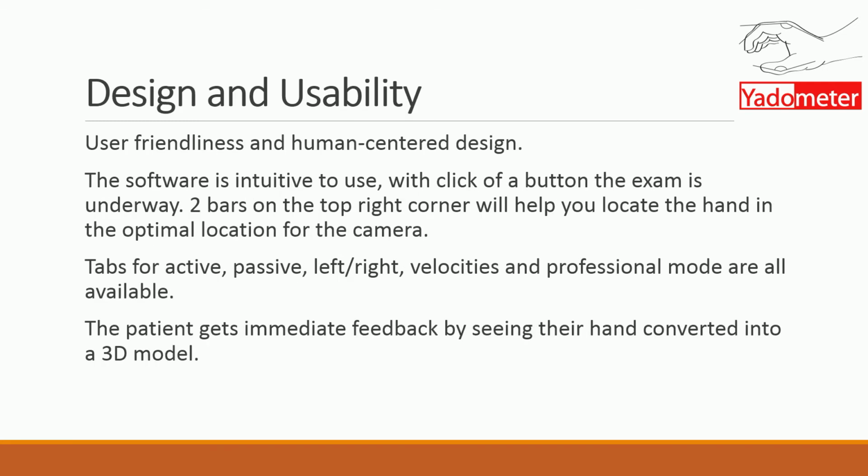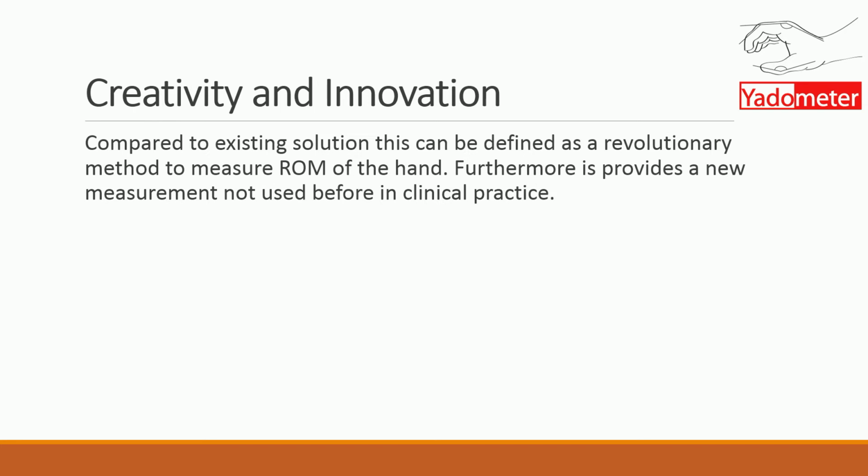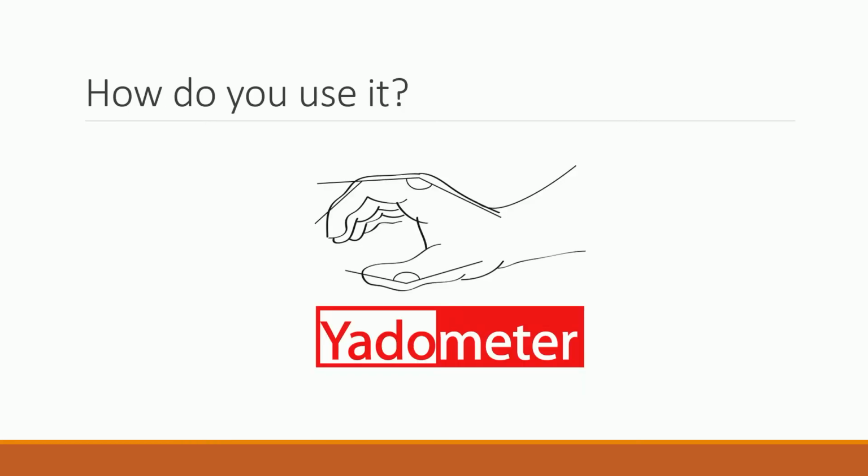Design and usability: it's user-friendly, human-centered design. The software is intuitive to use. Click a button, you have two bars in the top right corner which help locate the hand, and you have tabs which I'm going to show later. And the patient gets immediate feedback by seeing their hand converting to a 3D model. Compared to existing solutions, this is definitely revolutionary, and it provides a new measurement not being used before in clinical practice.